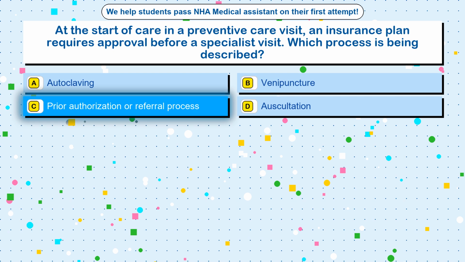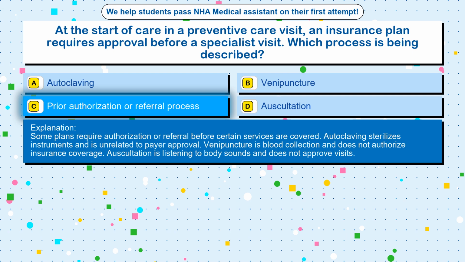Prior authorization or referral process. Some plans require authorization or referral before certain services are covered. Autoclaving sterilizes instruments and is unrelated to payer approval. Venipuncture is blood collection and does not authorize insurance coverage. Auscultation is listening to body sounds and does not approve visits.